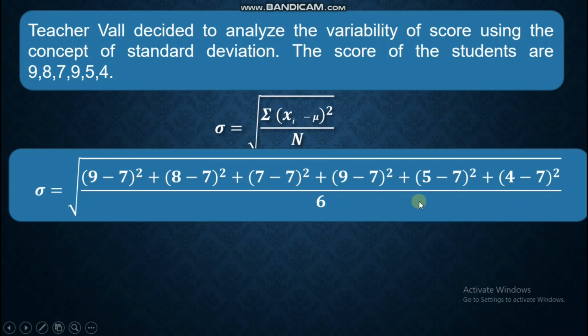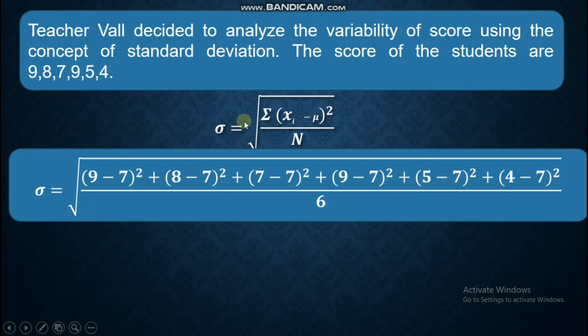We substitute all the data. You have the first score, 9 minus 7. Where did we get 7? Very good. It is the mean of the given data, squared, plus 8 minus 7 squared, plus 7 minus 7 squared, plus 9 minus 7 squared, plus the quantity 5 minus 7 squared, plus the quantity 4 minus 7 squared, all over 6.